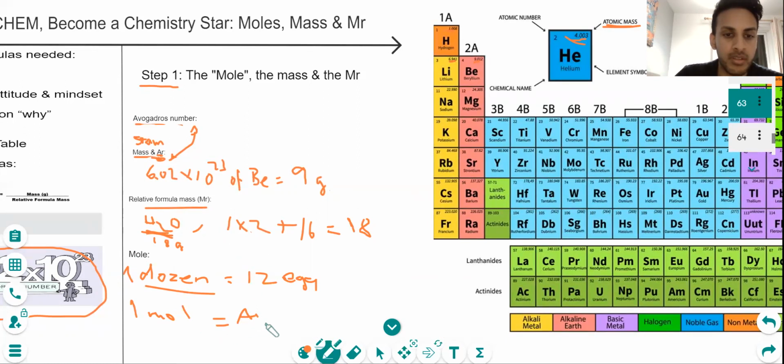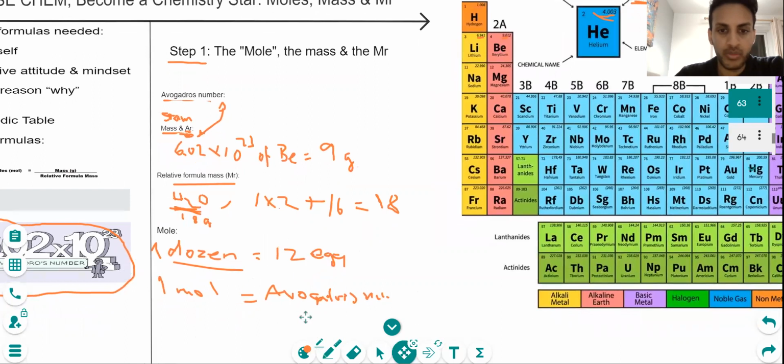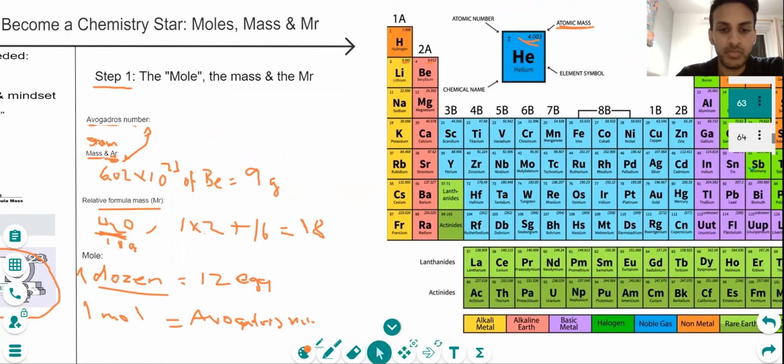Same way, 1 mole equals Avogadro's number. So I realize we're running a little bit short on time, but what I would say is 1 mole equals Avogadro's number. And what that means is that 1 mole will give, because we know that Avogadro's number will give the relative formula mass of a molecule such as H2O, and Avogadro's number will give the relative atomic mass of an atom. 1 mole of, for example, H2O we know that the mass will be 18 grams. 1 mole of, say, beryllium we know that the weight will be 9 grams.